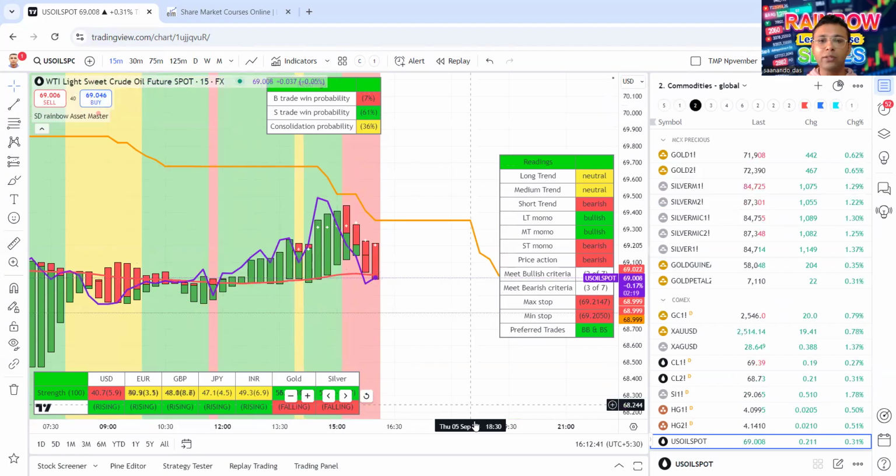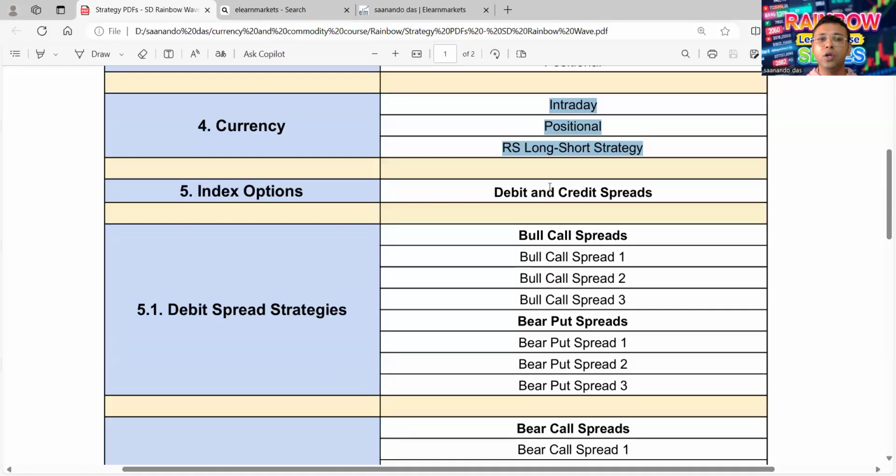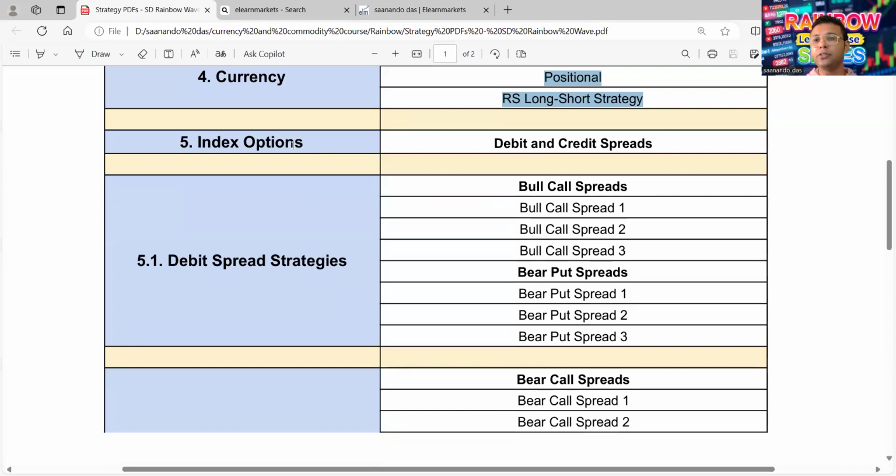Now let's go back once again to our strategy PDF. We have index options also. Largely, stock options can also be done with the setup, but because stocks carry higher risk in options, I largely do not prefer to go with stock options.